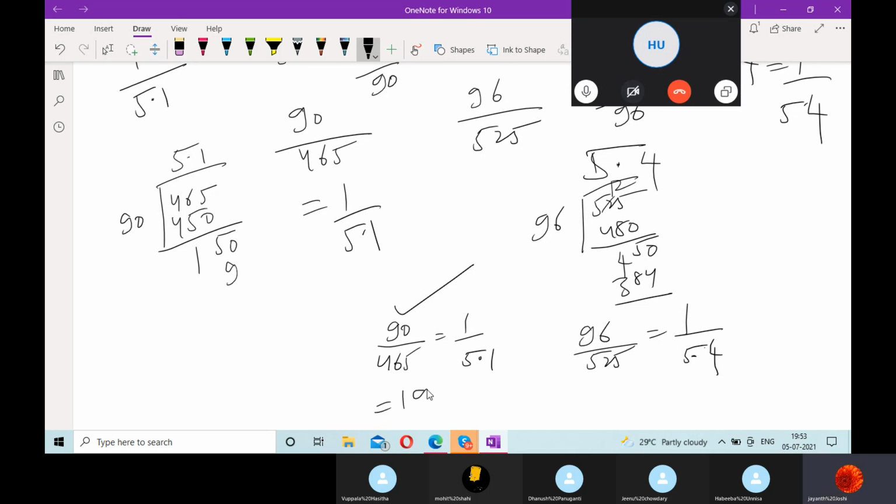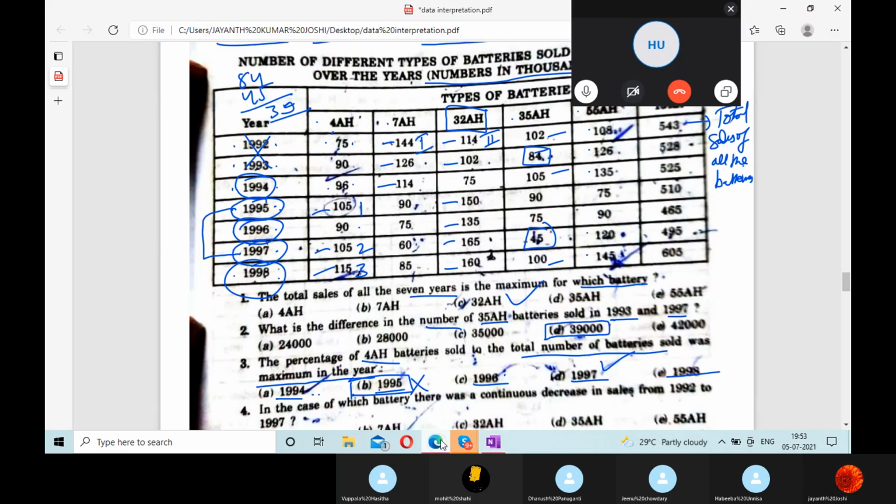This is 19.6. This is 18 point something. So this is smaller, this is bigger. Okay, so 90 by 465 is bigger than 90 by 460. So this one I am eliminating. This is not the maximum one.